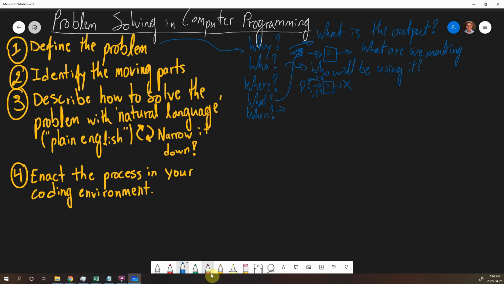Next, I have here, identify the moving parts. What I mean by this is identify what are the basic inputs and outputs. So, for example, I'm going to use an example for the rest of the video, a very simple example, to illustrate how you can apply the method. So the example we'll use is sorting.